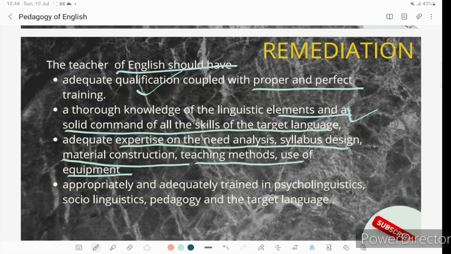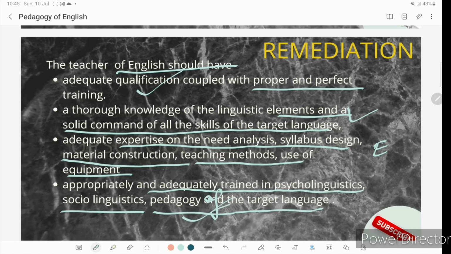ये नहीं कि कोई भी सब्जेक्ट का टीचर इंग्लिश क्लास में चला गया और पढ़ाना शुरू कर दिया. He will just mar the reason. So the teacher has to be appropriately and adequately trained in psycholinguistics, sociolinguistics, pedagogy of the target language. Here the target language is English to meet what the individual learner demands in the classroom. ये मैं आपको बताना चाहता हूँ कि खाली उड़ीसा में ऐसा नहीं होता है. This is the case more or less similar to other parts of India as well.